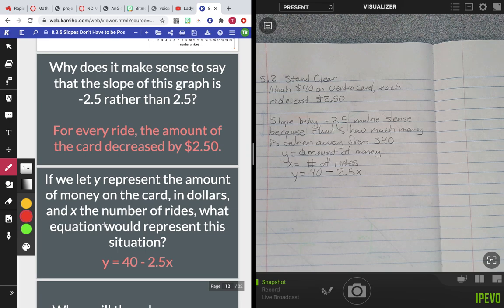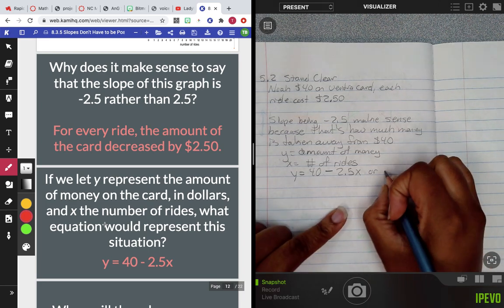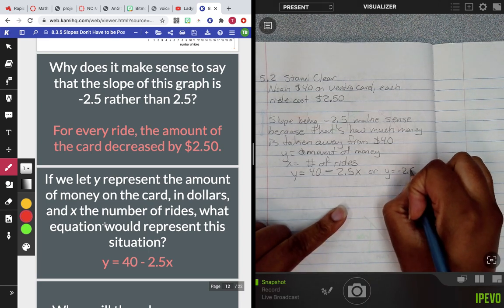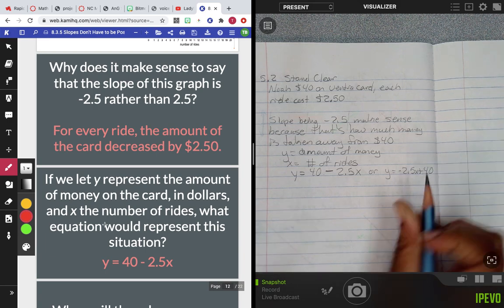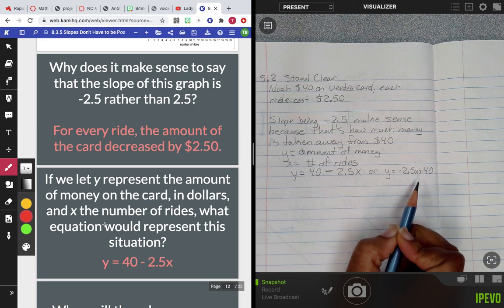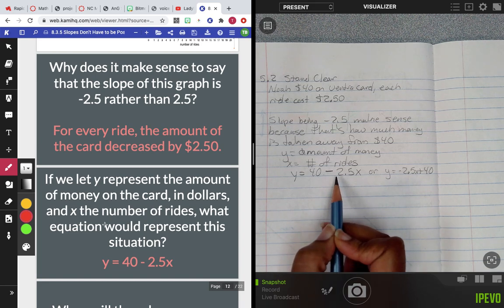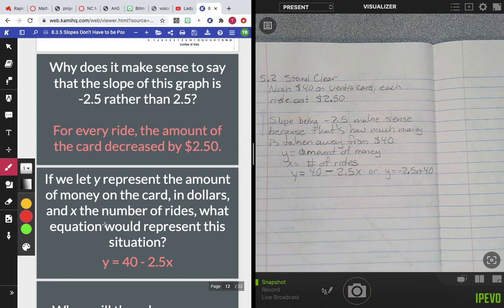Now, you could write it another way, but this way, for most people, this is the other way you can write it, where the slope is first and then your constant is second. This way, for most people, makes more sense or helps them to understand the situation better. But either way would work in this case. It's basically what works best for you.